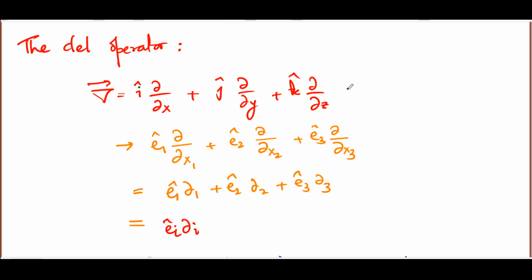And we are going to often make use of another abbreviation. Instead of del/del xi, we are going to simply write del i. Like instead of del/del x1, we are going to write del 1. So this is e1 del 1 plus e2 del 2 plus e3 del 3. And using the summation convention, the operator simply becomes ei del i. So wherever we use a del operator before, we can use ei del i.